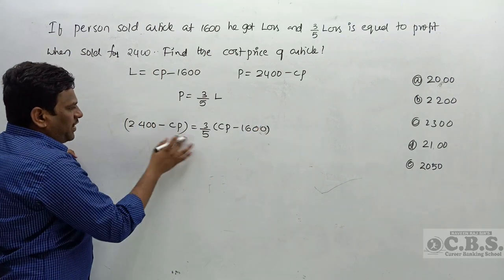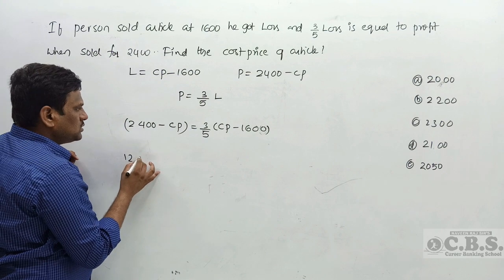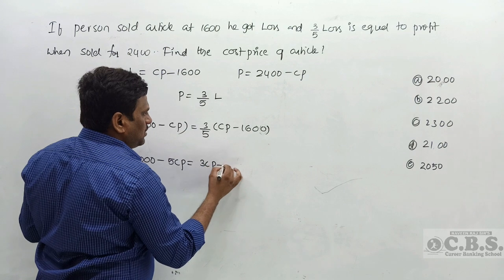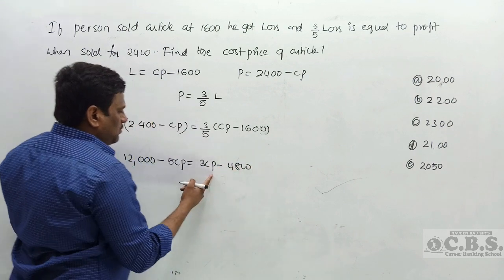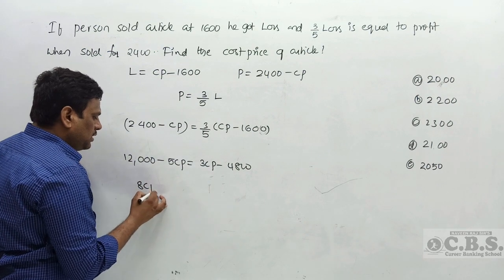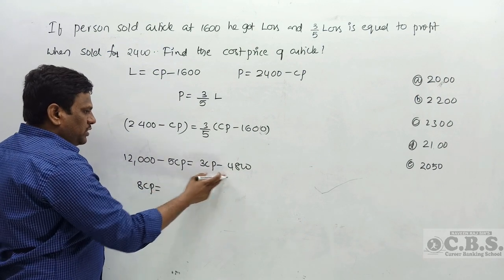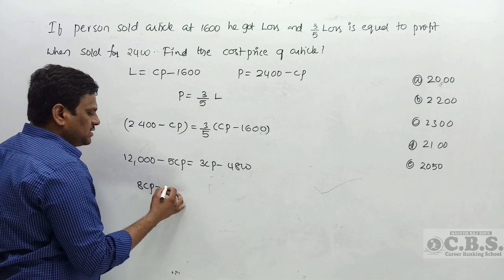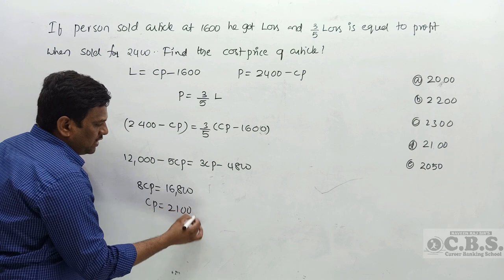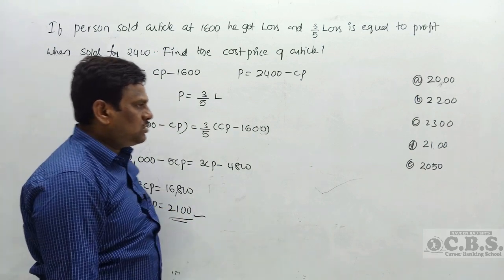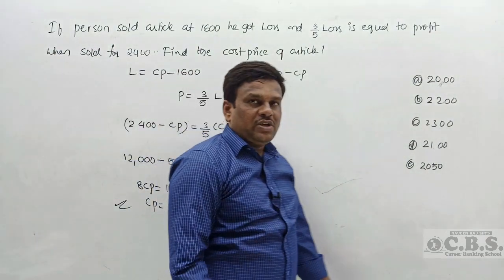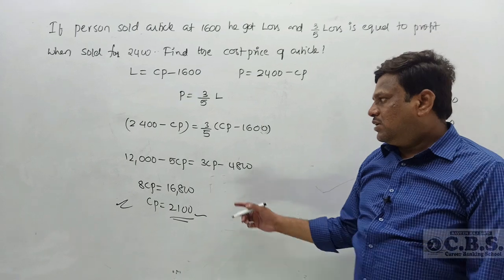So multiply by 5. 5 times 2400 is 12,000, minus 5 CP, equals 3 CP minus 4800. Minus 5 CP, shift to the right hand side, we get 8 CP. 8 CP is equal to 16,800 after shifting to the left hand side. So the CP is equal to 2100. This is the normal method to answer this question. The cost price of the article is 2100 rupees.